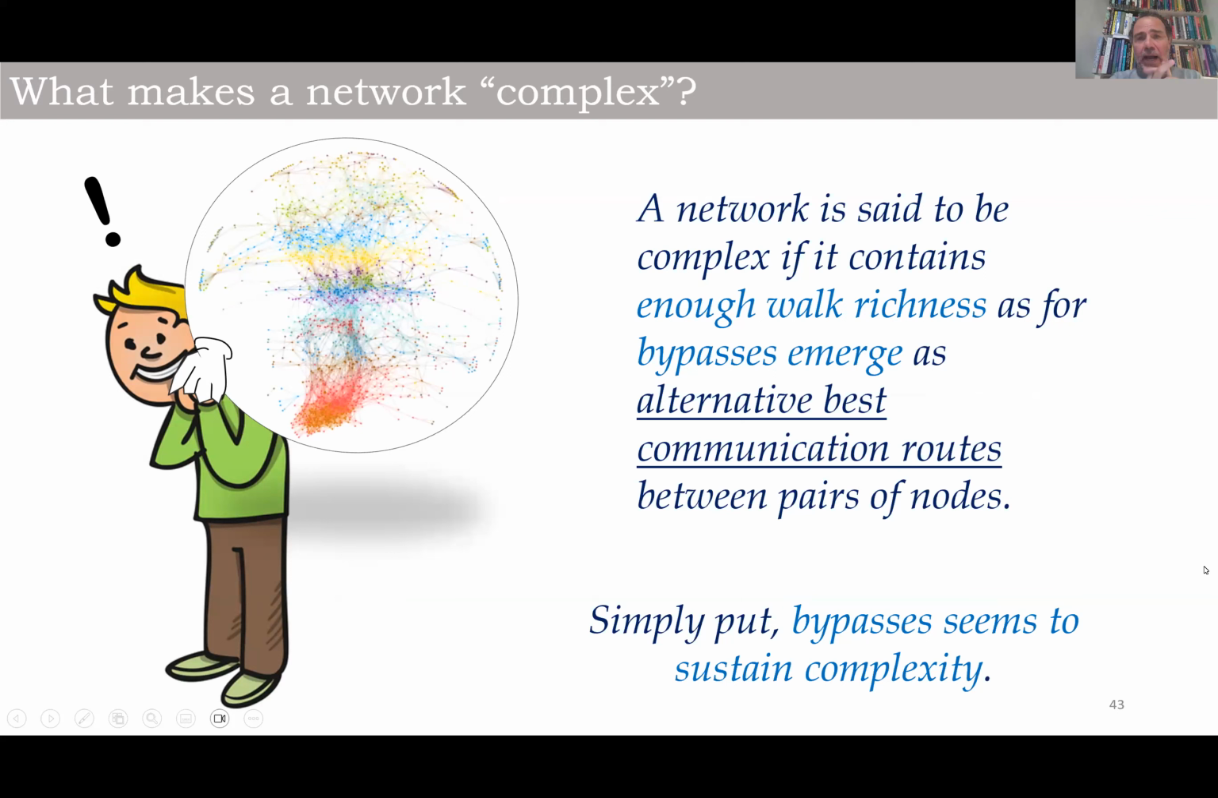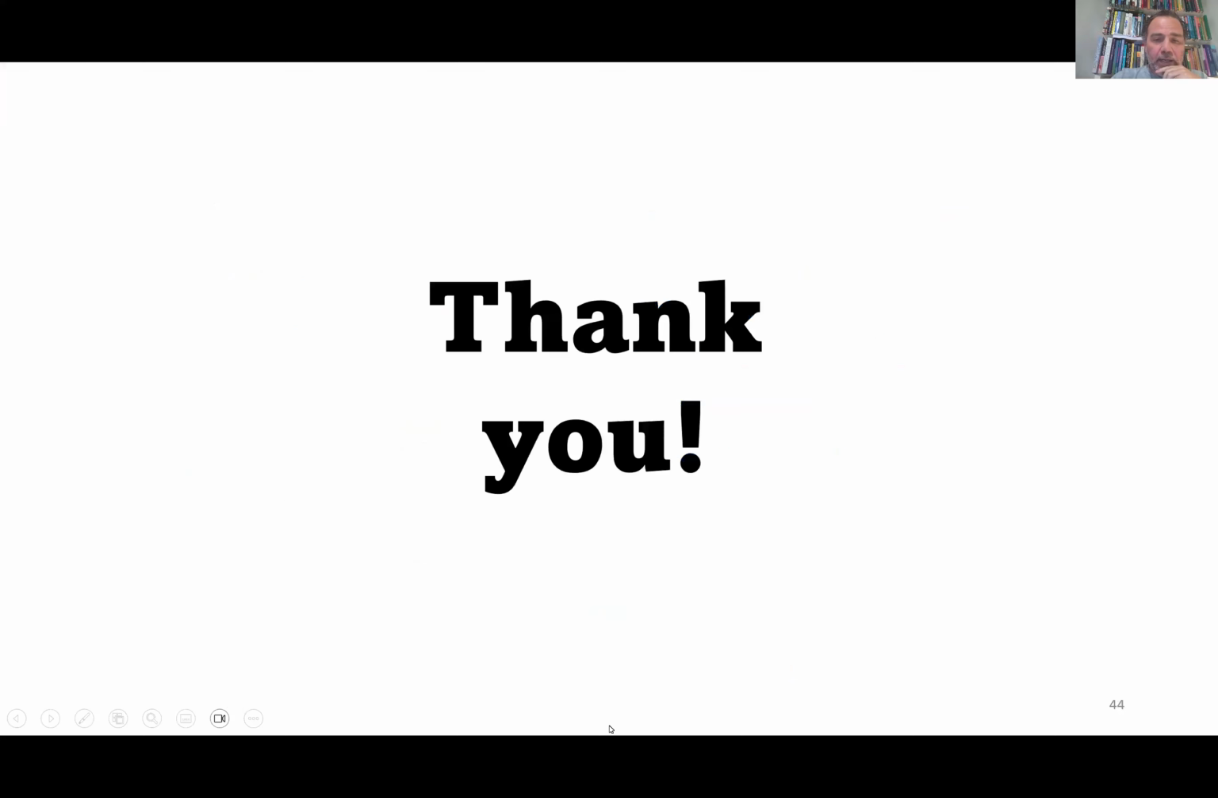So this is everything that I have. My conclusion is that a network is said to be complex if it contains enough walk richness that bypasses emerge as alternative best communication routes between pairs of vertices. Or in other words, it seems that bypasses sustain complexity in these particular real-world networks.